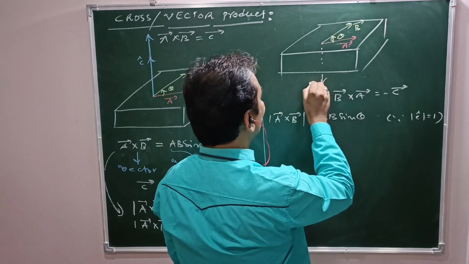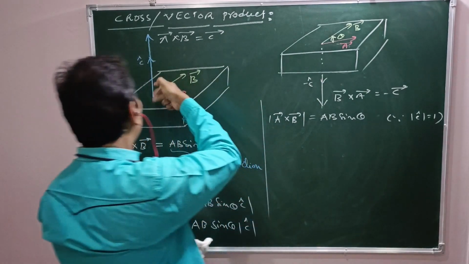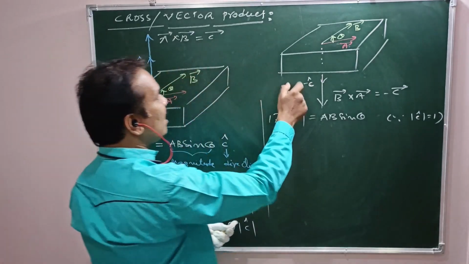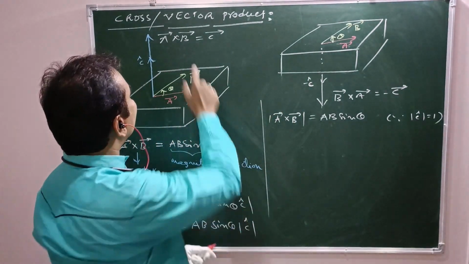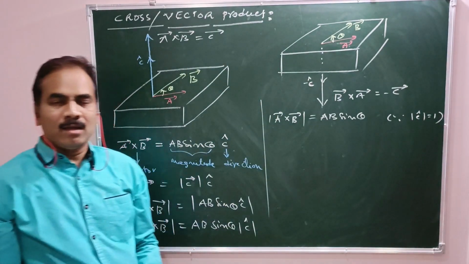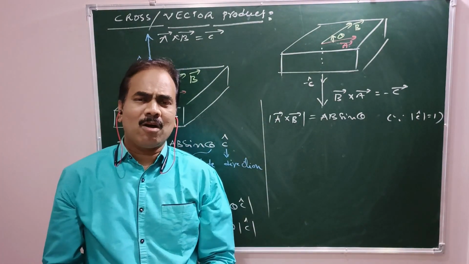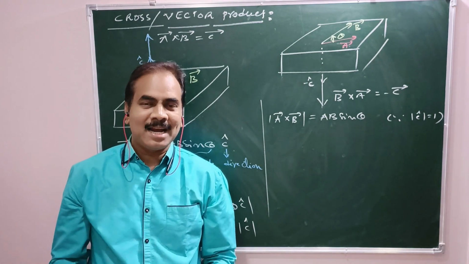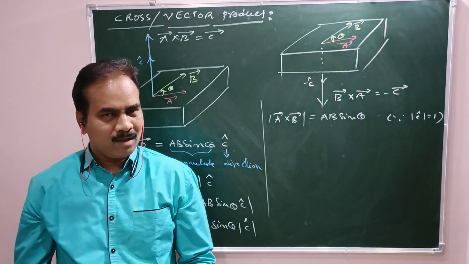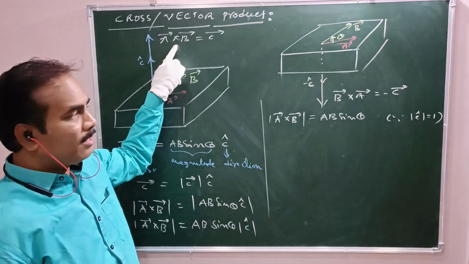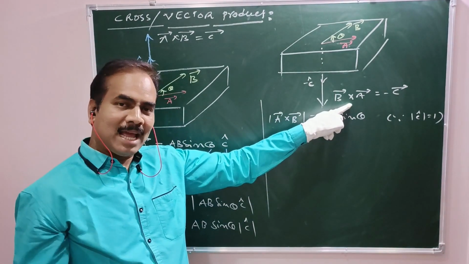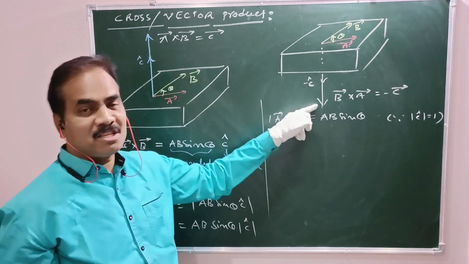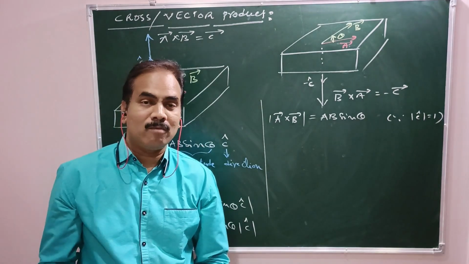So this is minus C cap. In fact, see, this is C cap. Now this is minus C cap. These two are anti-parallel unit vectors. A vector should have both magnitude as well as direction. If magnitude changes or direction changes or both change, definitely that vector is said to be altered. So therefore, A bar cross B bar and B bar cross A bar both have the same magnitude. As far as direction is concerned, both are opposite to each other. Therefore, A bar cross B bar is not equal to B bar cross A bar.